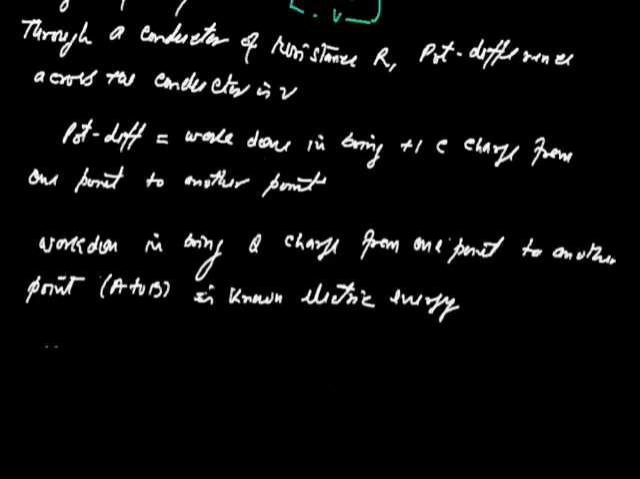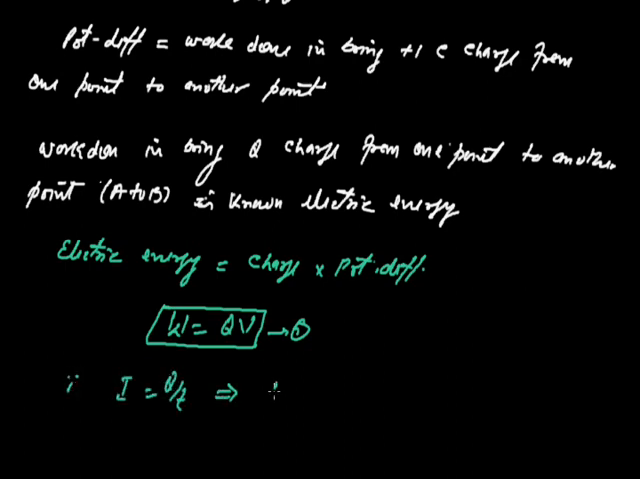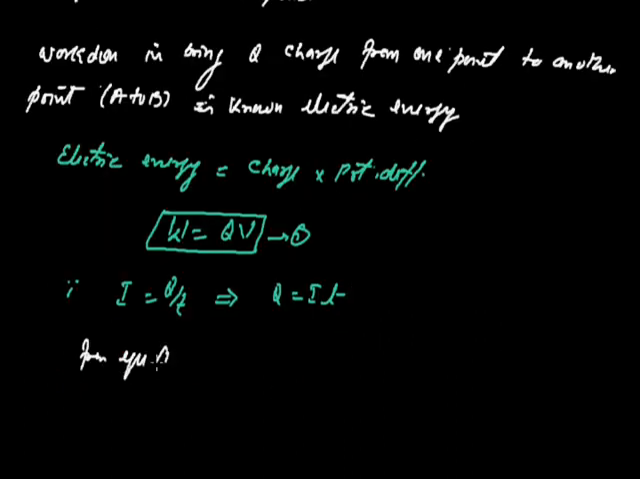Electric energy is charge into potential difference. Or electric energy W is Q into V. This is known as electric energy or electrical energy, number one. Now we know that current I is Q upon t, so we can write Q is It. So from equation 1, W is I V t.